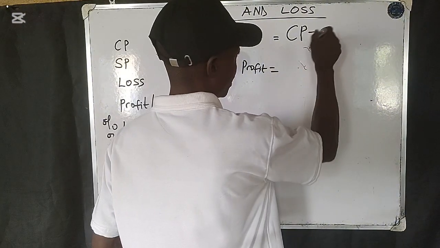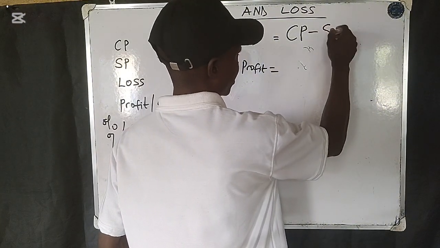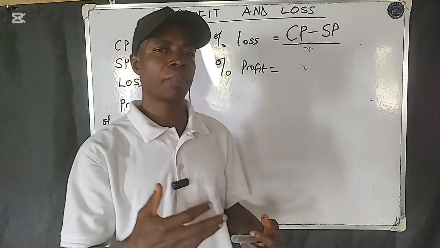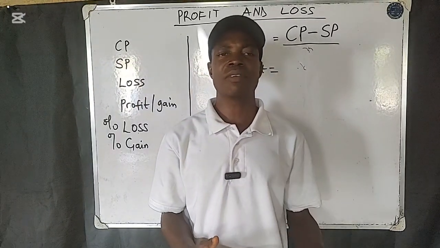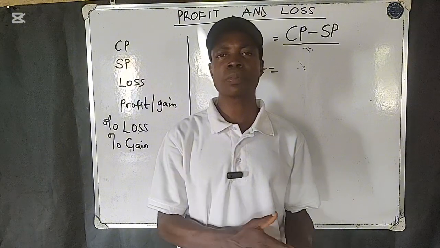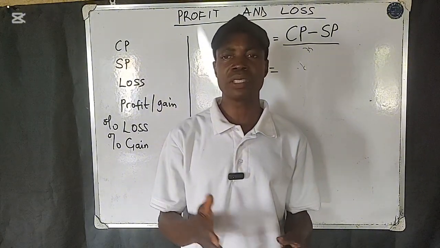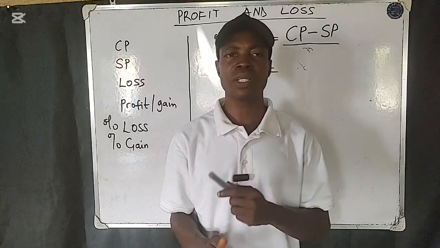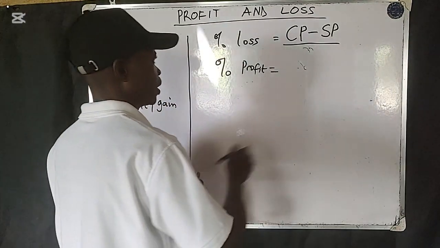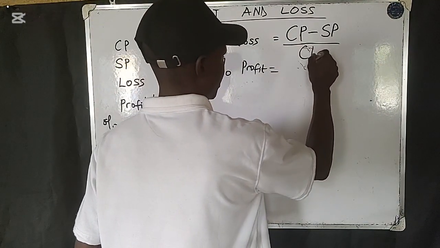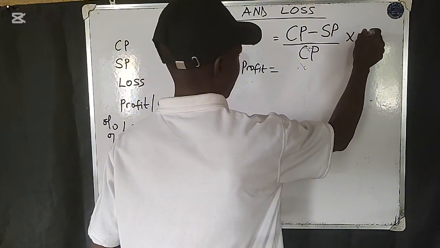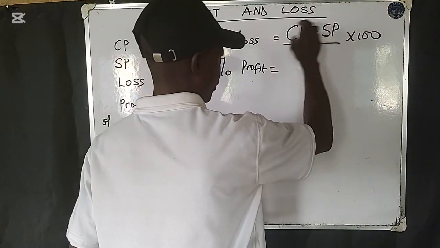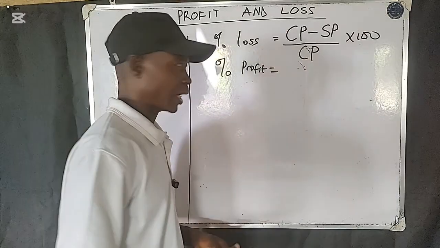So the formula will be CP minus SP over what? Before you sell something, you must buy first, right? So the cost price always comes before the selling price, and the first amount is always our denominator. So our denominator will always be CP, then multiply by 100. So CP minus SP will give you the loss, right?